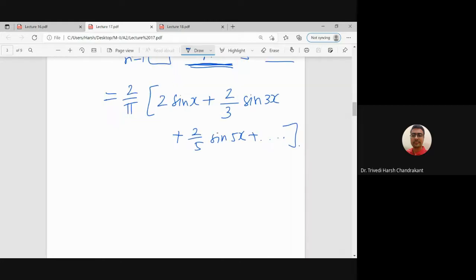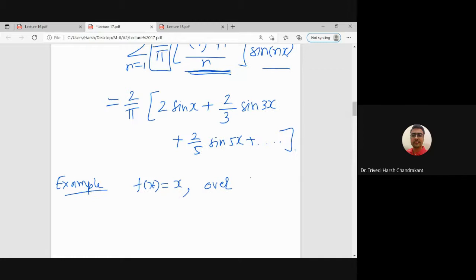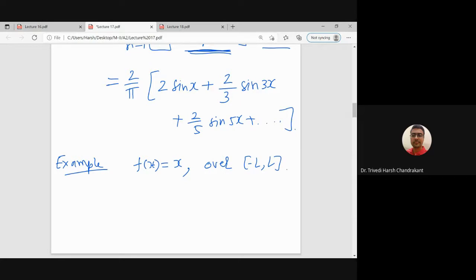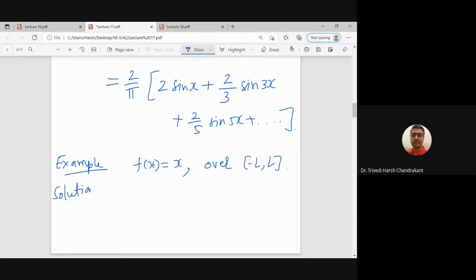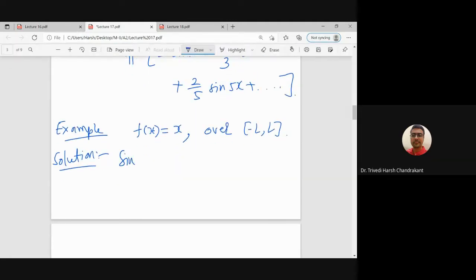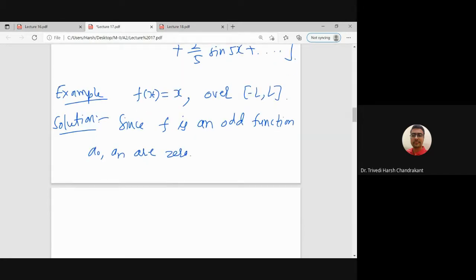Let us quickly take the second example. If we have the function f(x) equals x, which is a periodic function, and the period is arbitrary, so let us say 2L is the period where L is a positive number, and we need to find the expansion of the function. Since f is an odd function, a0 and an are 0. So again we need to find bn only.